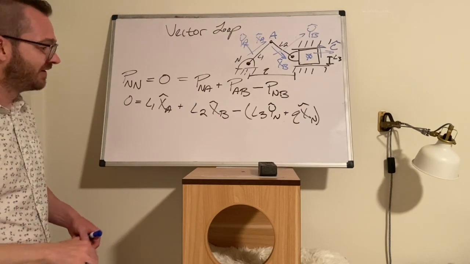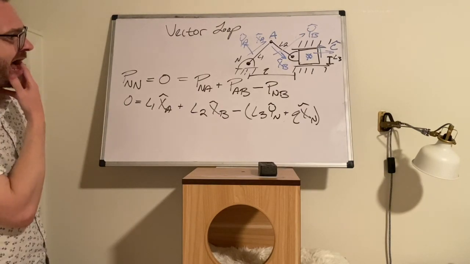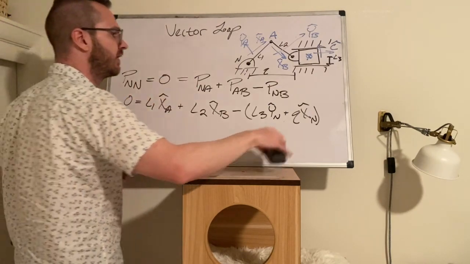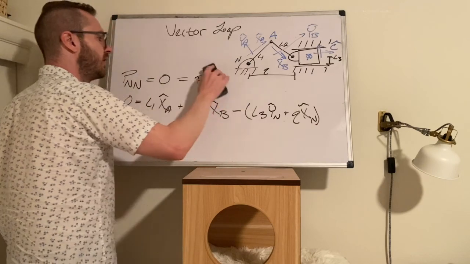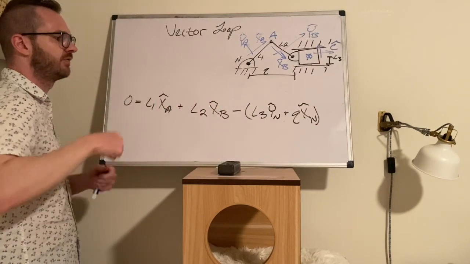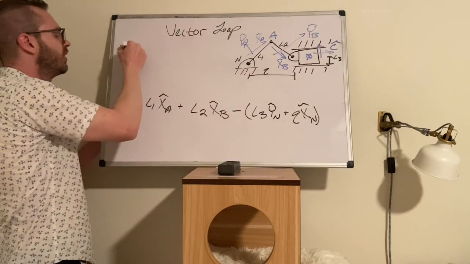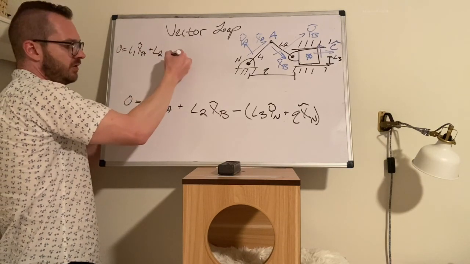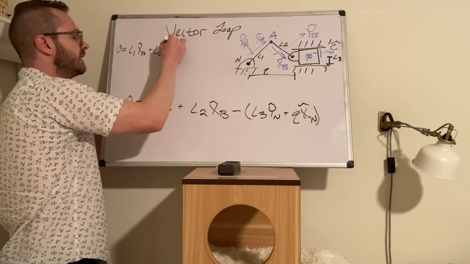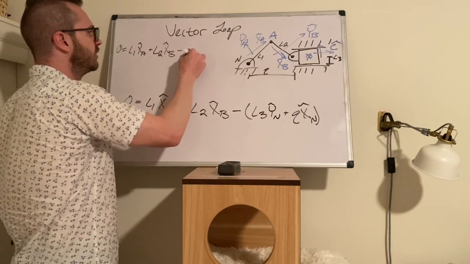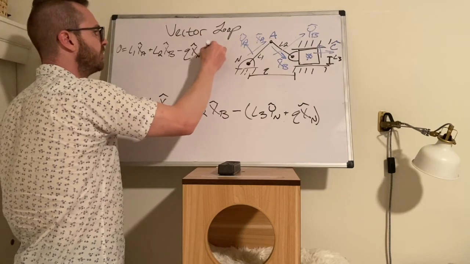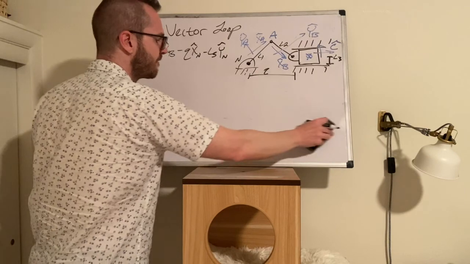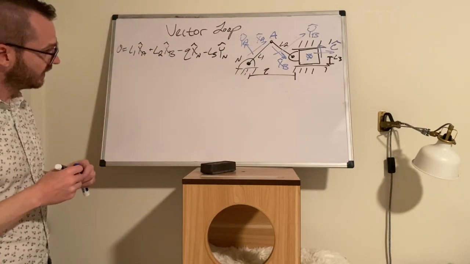So what was the point of doing that? Let me take this and move it up here so that we can keep working. All right, I'm just going to copy 0 equals L1 x hat A, L2 x hat B, minus Q x hat N, and then minus L3 y hat N. All right. So there's our vector loop.